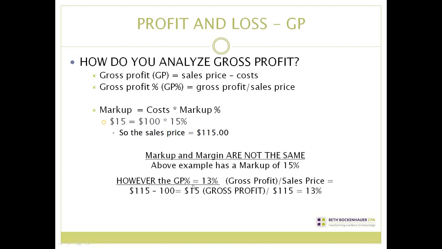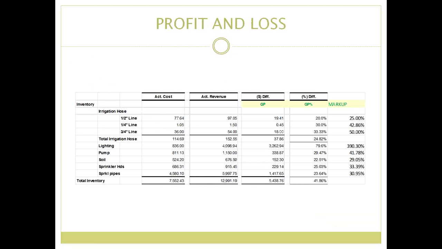However, the gross profit in this example is 13%. And we'll go through the calculation, gross profit divided by sales price. So our sales price here is $115. We have cost of $100. Our gross profit is $15. Now if I go through the calculation, the next step, I divide the $15 by the $115, and I actually have a gross profit of 13%. Just always remember margin will actually be higher than gross profit just because of the mathematics of it.